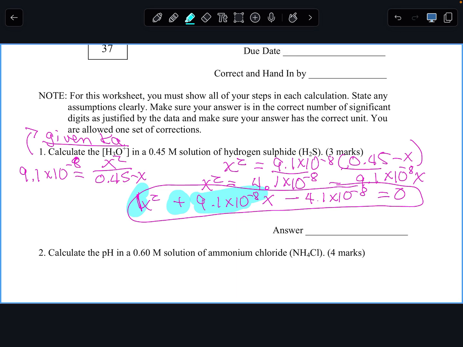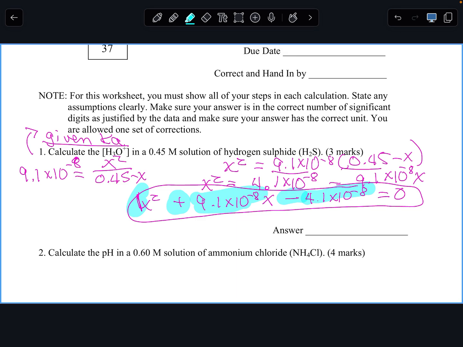Then toggle over and make sure that this minus is a minus. And then you can toggle over or enter. Make sure that they're all in there correctly. And enter this as 4.1 second EE negative 8.